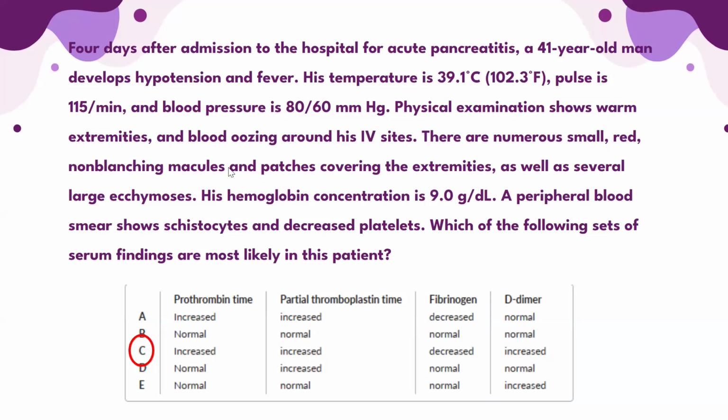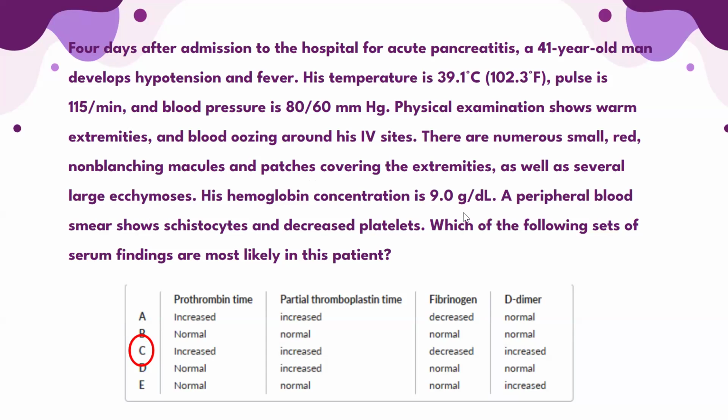So if I was to explain the question from a DIC perspective, first of all, we have shock, right? Not necessarily indicative of DIC, it's more the blood oozing around his IV sites. The fact that he has large ecchymoses means that he's bleeding. There's some sort of bleeding occurring. That's why he has these large bruises. And the same goes for these patches and macules. When DIC occurs and the microemboli get lodged in the dermal capillaries, the dermal blood flow stops, and then might present with these kinds of symptoms.